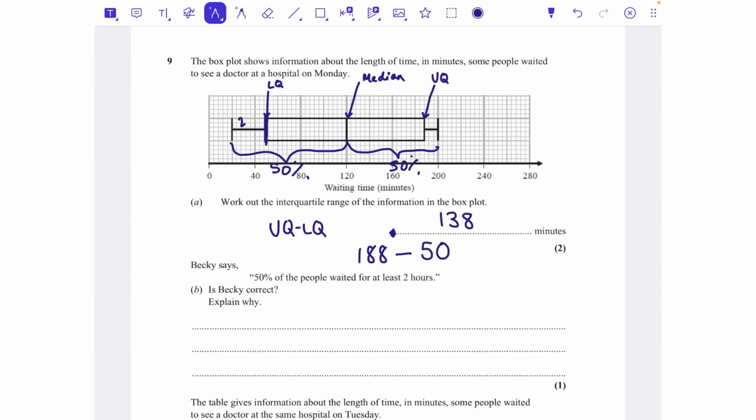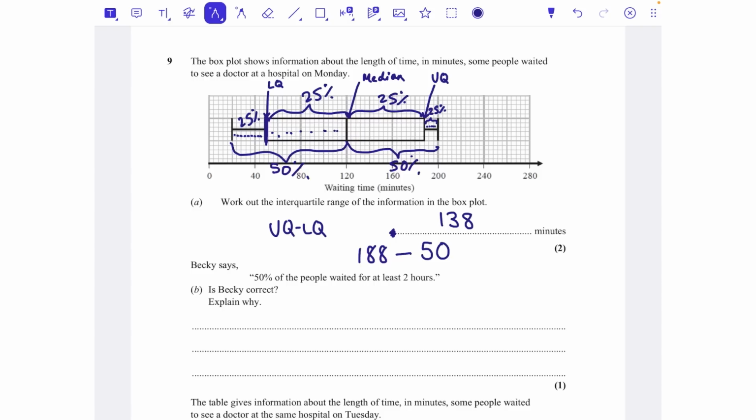So 25% of the people are between here and here. 25% of the people are between the lower quartile and the median. We've got 25% of the people between the median and the upper quartile, and 25% of the people all really squished in here between the upper quartile and the highest value.